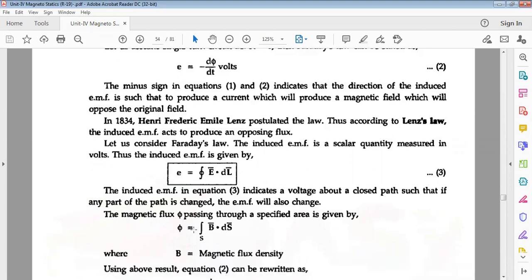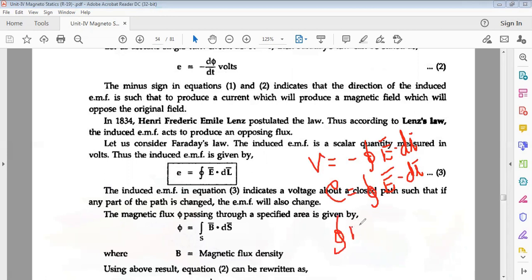And the flux phi, according to the Gauss law, is equal to the integral of B bar dot ds bar. We know these two equations. The scalar quantity measured in volts, V, is equal to minus the integral of E bar dot dl bar. In the induced EMF, E is also the integral of E bar dot dl bar. So the induced EMF is minus d phi by dt.